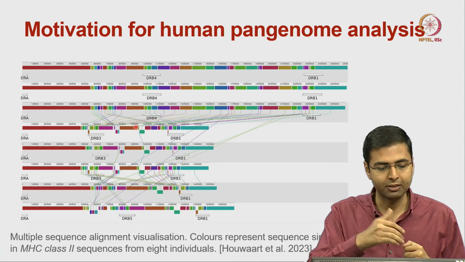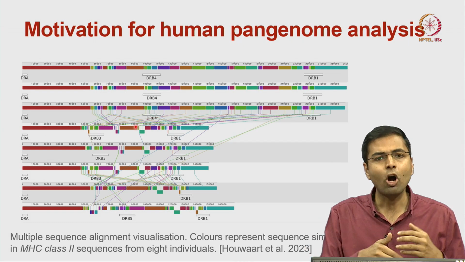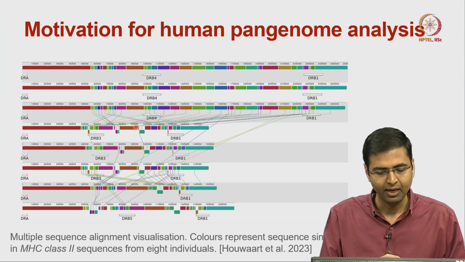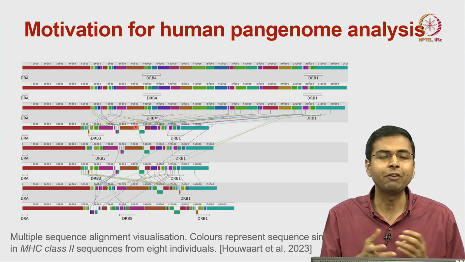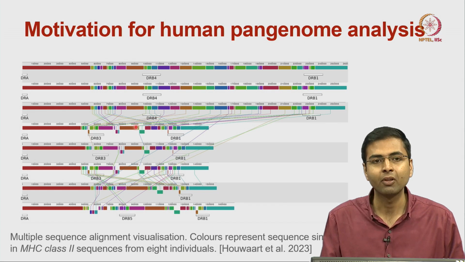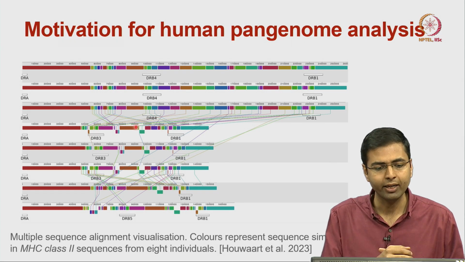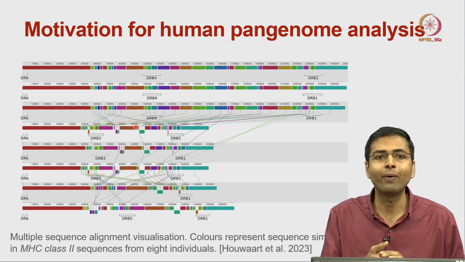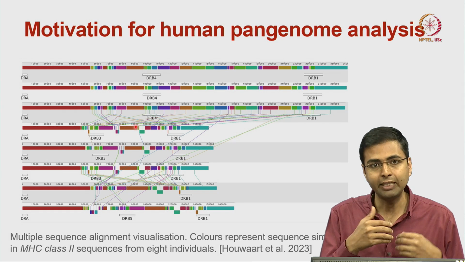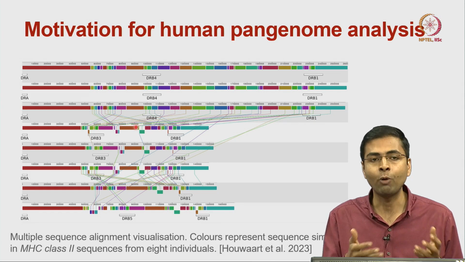This is a common way of visualizing a multiple sequence alignment, and it is a motivating example to show you that some regions of the human genome are highly polymorphic in nature. That is, they tend to vary a lot, and if we just look at one or two sequences, that would give us an incomplete picture of the genetic diversity present in human populations.